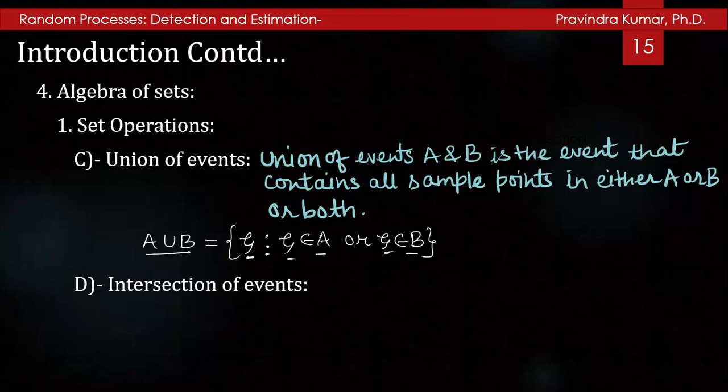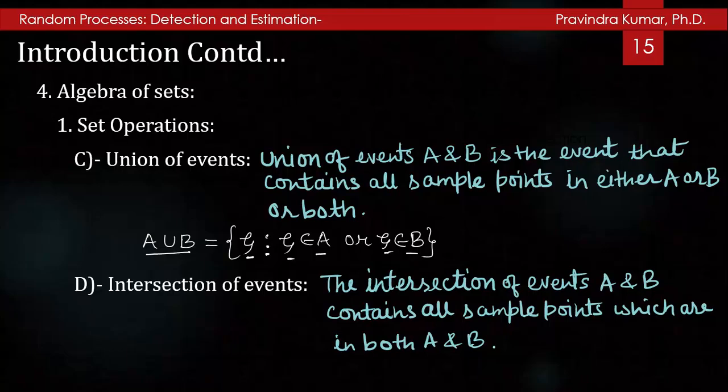Now the fourth point is the intersection of events. The intersection of events A and B contains all sample points which are in both A and B simultaneously. So A intersection B will have the sample points such that the sample point belongs to A and simultaneously the sample point belongs to B.